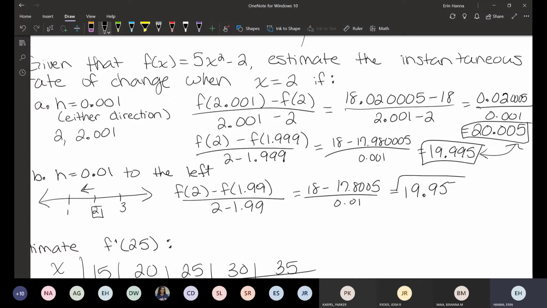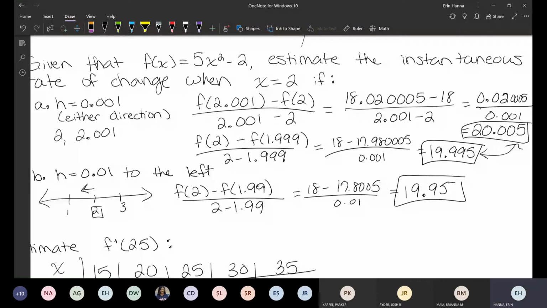19.95. So it makes sense that all of these are very, very close to each other because they're all using 2 and things relatively close to 2. Questions, concerns on how I found that one? Cool.